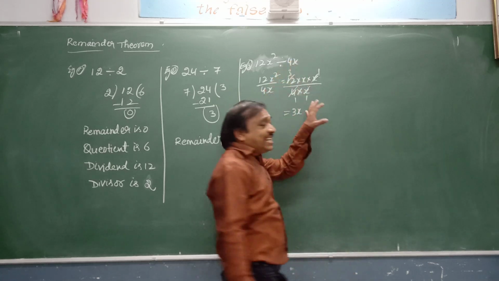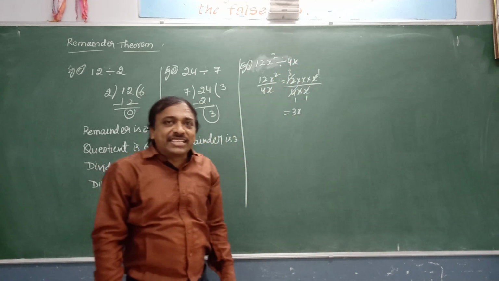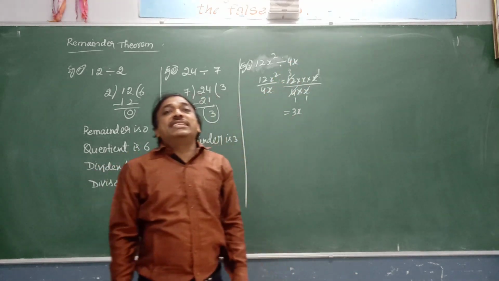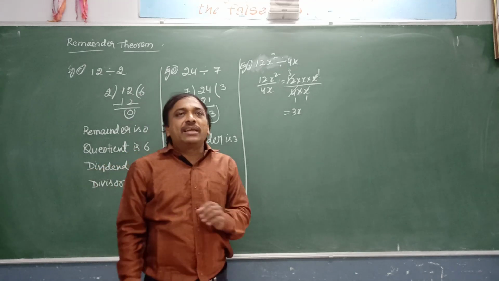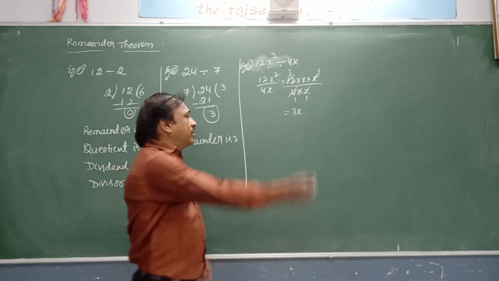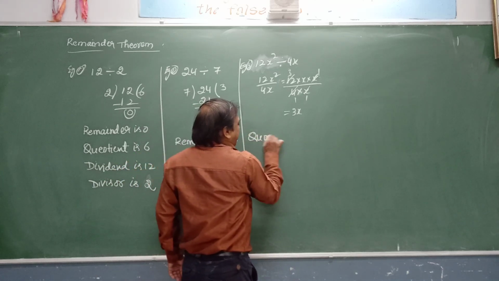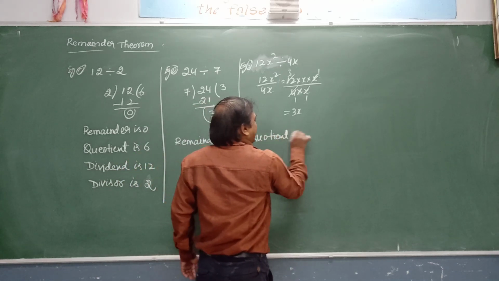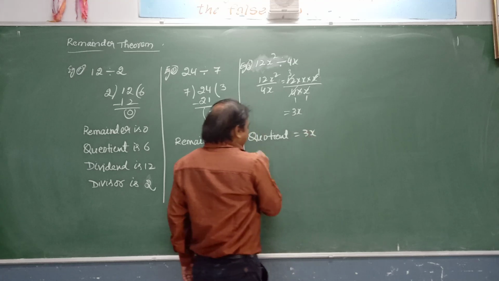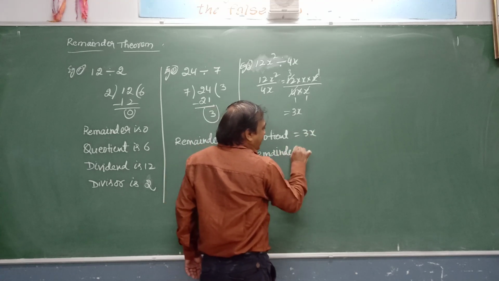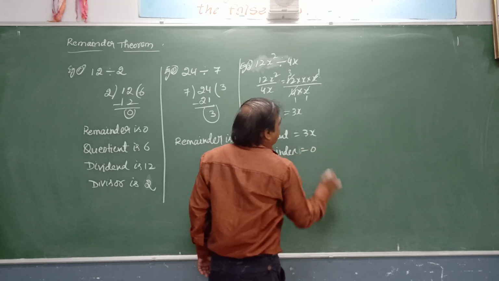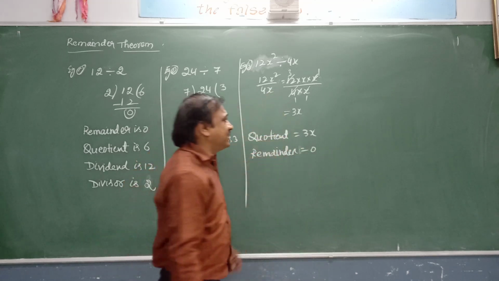So 3x is what here, the remainder or quotient? 3x is the quotient. What about the remainder? Remainder is 0. So quotient is equal to 3x and the remainder is equal to 0. Here we obtain the remainder as 0.